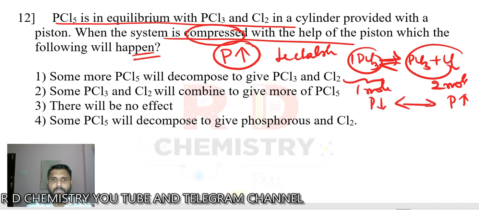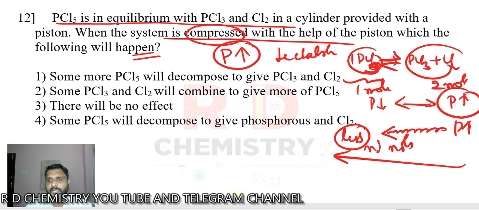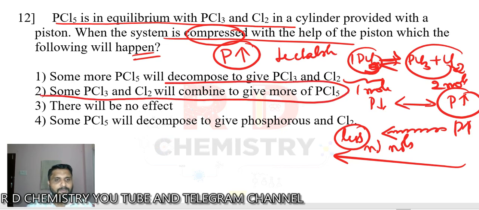Yes. Now we increase the pressure. When you increase the pressure, the system tries to decrease the pressure by favoring the side where there is a lesser number of moles. So it is a backward reaction. That means PCl5 is formed back. PCl3 and Cl2 will combine to give PCl5, a backward reaction. So the second one is the answer. Okay, clear?